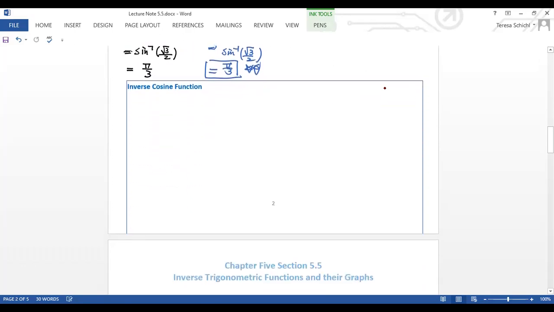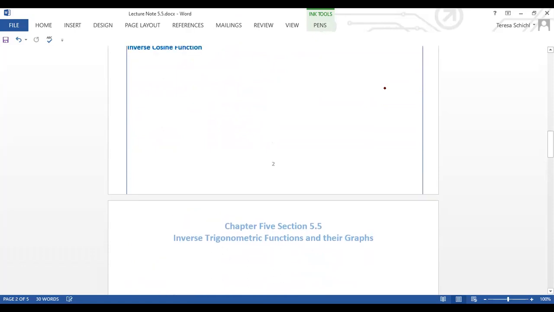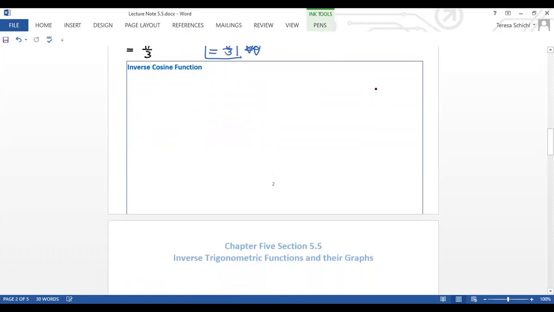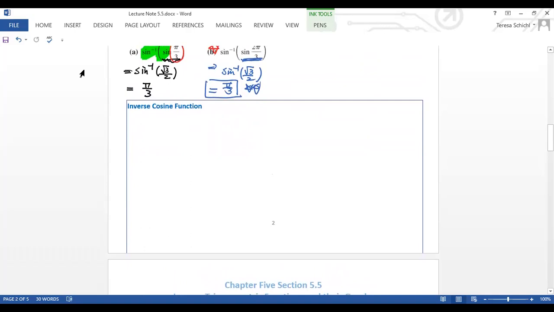So let's see, how do we define the cosine here? Okay, so for the cosine, first let's take a look at the graph of the cosine, and then we can write the definition, because cosine is a periodical function. So if you take a look at the whole domain, it is not going to have an inverse because it's not one-to-one. So let's take a look at the cosine.